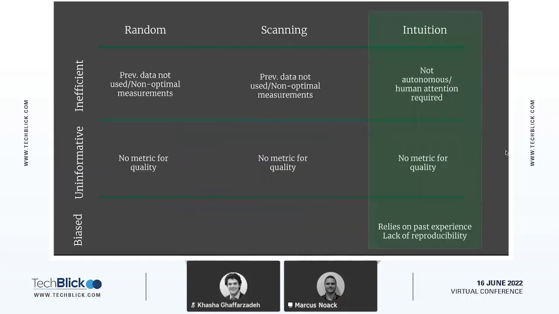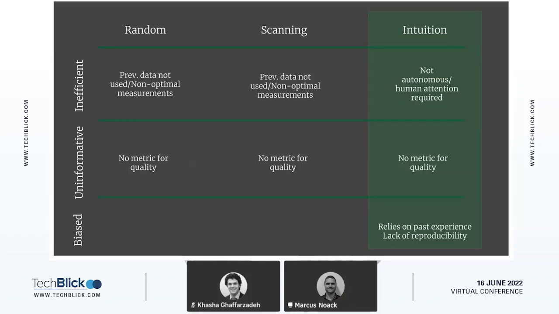Again, this is what I call intuition-based experimentation. It's clearly not autonomous. Human attention is required the entire time. There is no real metric for quality. Usually we are just running out of instrument time. And it relies heavily on past experience, and there is a lack of reproducibility.